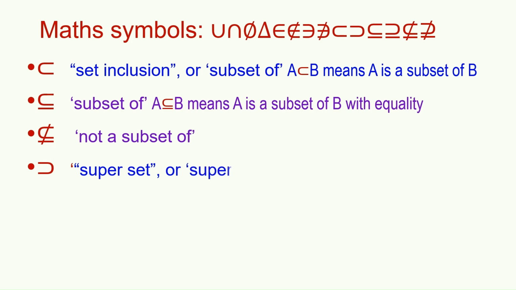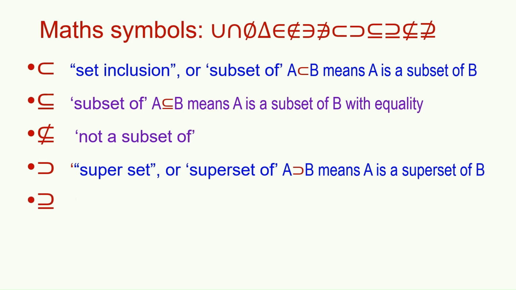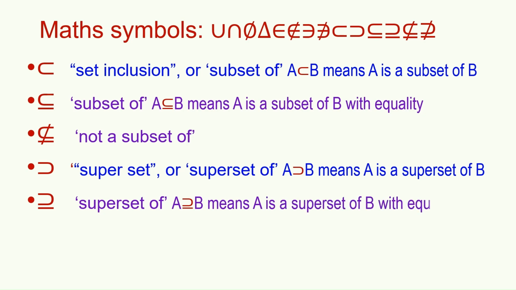Proper superset symbol, superset: A proper superset of B means A is a superset of B. Superset symbol: A superset of B means A is a superset of B, with equality. Superset symbol with a slash: not a superset of.